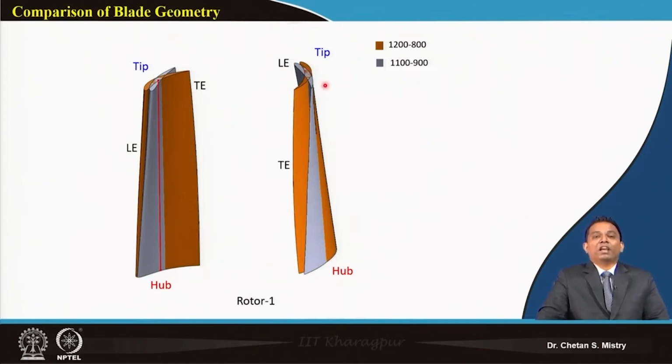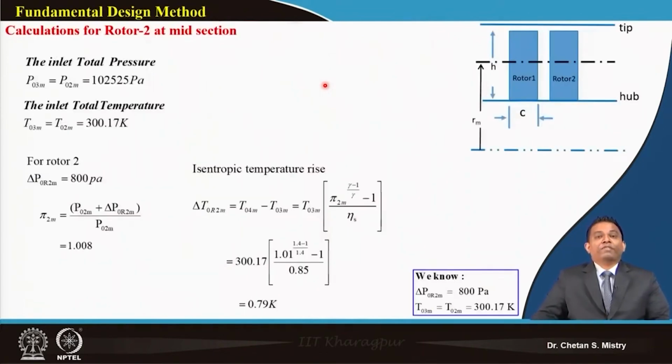Now today we will be discussing the design of rotor 2. When we talk about the design for rotor 2, we are looking for total pressure and total temperature at the entry of rotor 2. So my inlet pressure will be equal to P03, which is equal to P02. The same way, temperature T03 at the mid station is equal to T02. Station 2 represents the exit of rotor 1, and station 3 represents the entry of rotor 2.